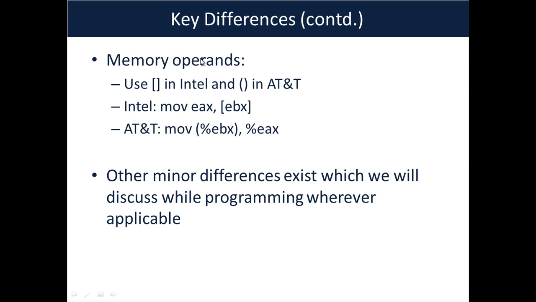Some other key differences. When you want to refer to memory operands, we use square brackets in Intel, while in AT&T we use parentheses. So mov EAX, [EBX] is what we would write in Intel. In AT&T, we would enclose the registers we want to refer to as memory operands within the parentheses. Now there are other small differences here and there, but we will look at them when we are programming. Just keep these in mind if you've been following the assembly language primer for hackers.